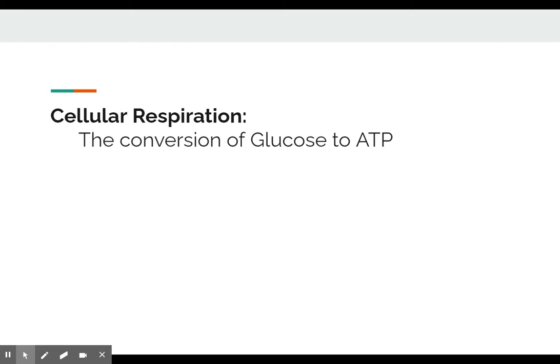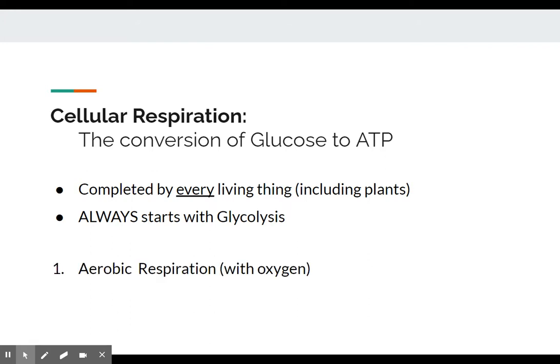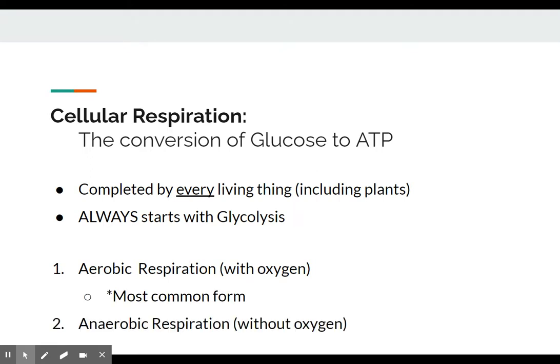Some other things that hopefully you wrote down. Number one, this is done by every single living thing, including plants. A lot of times students think that plants don't do this, but yes, they do. They do photosynthesis and cellular respiration. They do both. Also, cellular respiration always starts with a process called glycolysis, which we're going to talk about primarily in this video today. There's two forms. There's aerobic, and the word aerobic literally means oxygen, so aerobic respiration. This is the most common form, but there's also something called anaerobic, which is one without oxygen.